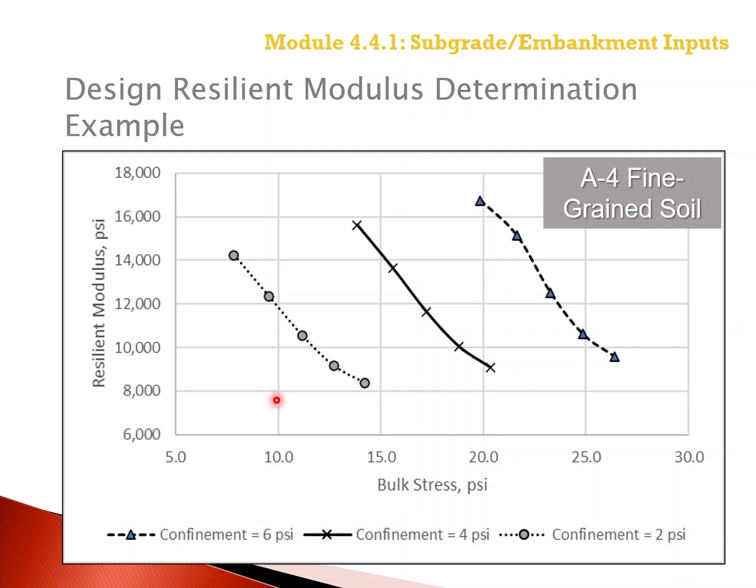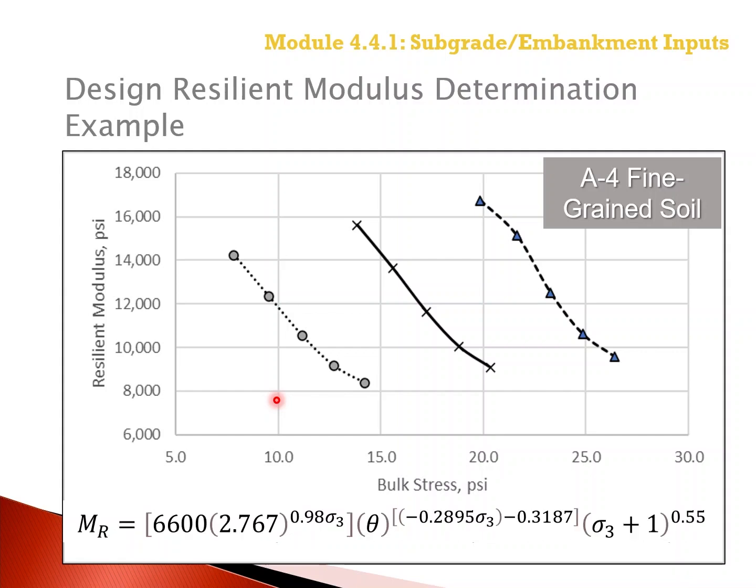So this data is used, and regression equations are used to define resilient modulus as a function of the bulk stress and the confining pressure. This is just one example. Multiple different types of regression equations or mathematical formulations can be used.